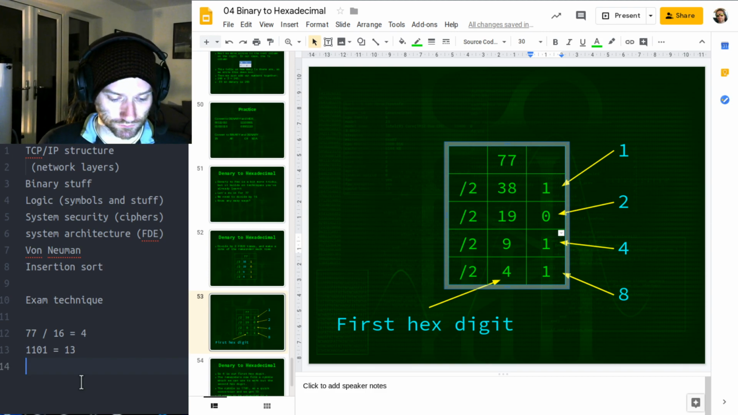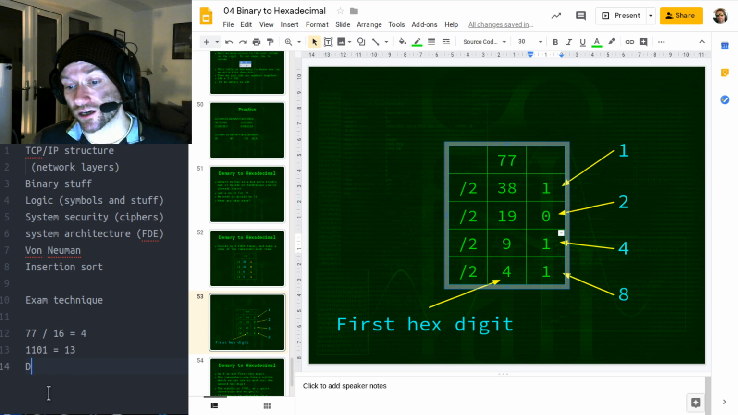C. Okay, A is 10, B is 11, C is 12, D is 13. Right, here's a top tip for you.